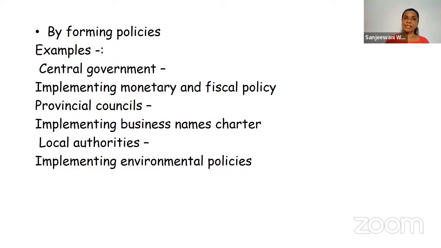Now, if you take the central government, they implement monetary and fiscal policy. So this sector we are discussing today, right? Monetary and fiscal policy. Then provincial council, they can implement business names charter, right? So all the names of the businesses they can have, they can implement that. Then local authorities, they can implement environmental policies. So these are the ways in which the policies have been formed by the government, right?